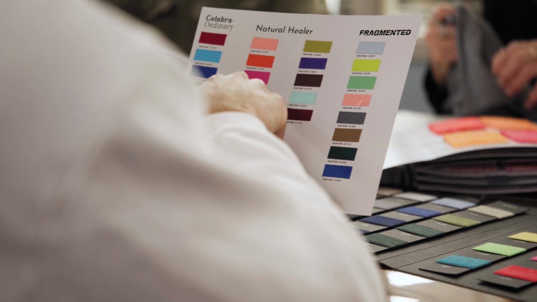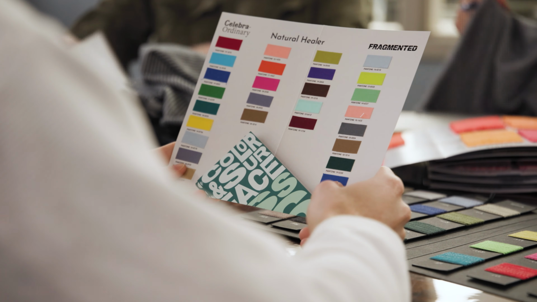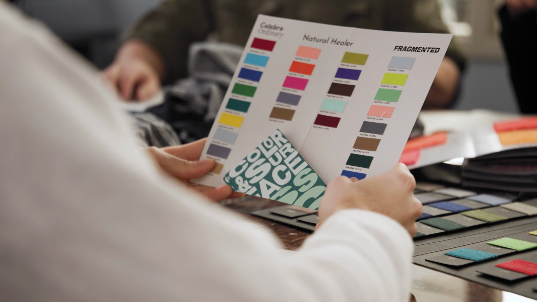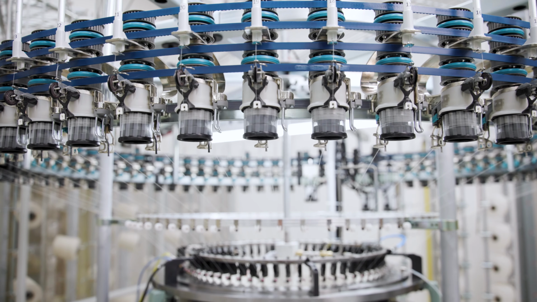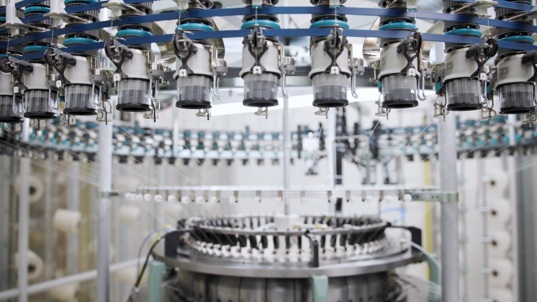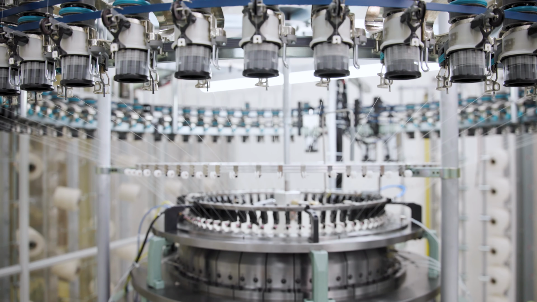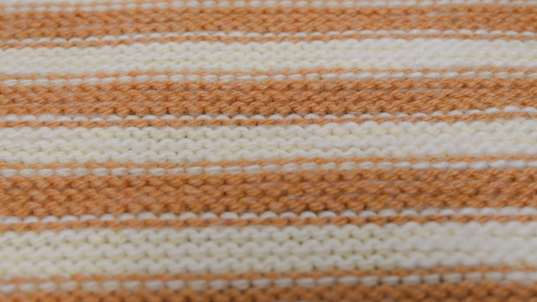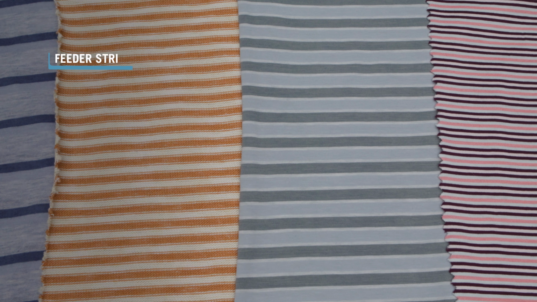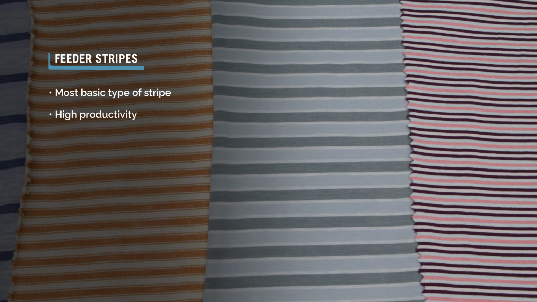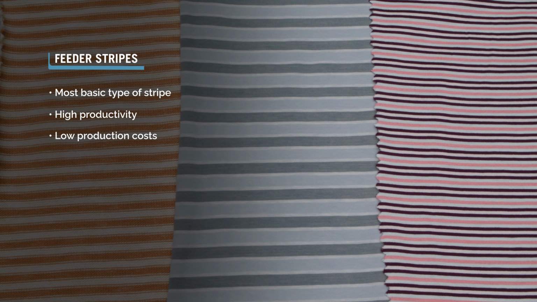After yarn and construction have been determined, color and pattern can be brought into the design process. Here, machine capability again plays a large role in the design's limitations. Stripes are a seemingly simple and common pattern for knits, but several factors determine whether a stripe pattern is achievable on a particular machine. The most basic type of stripe on a circular machine is a feeder stripe, which has high productivity and low production costs.